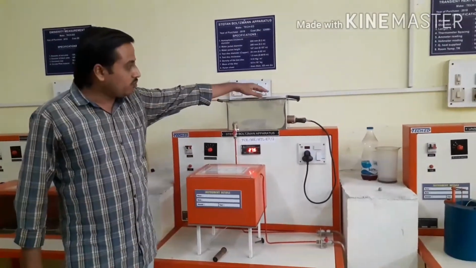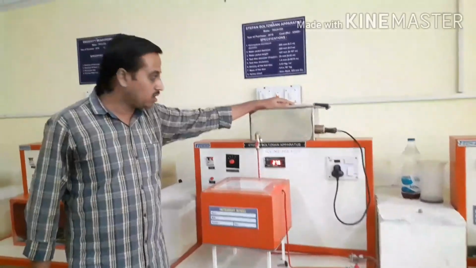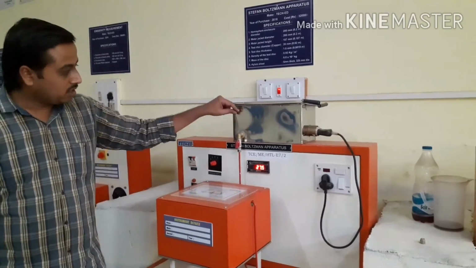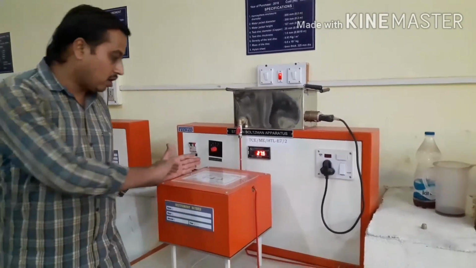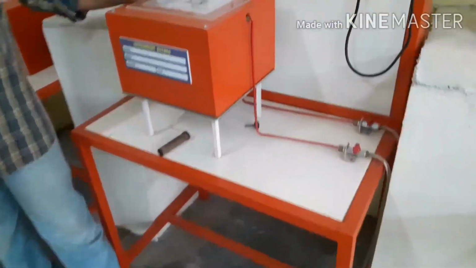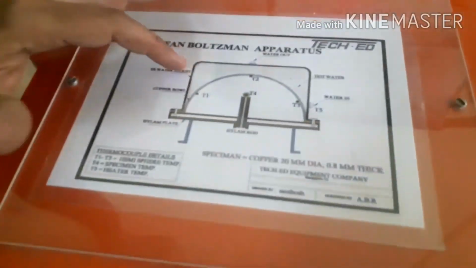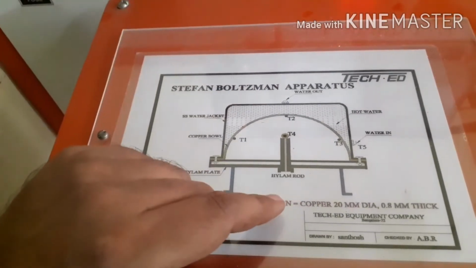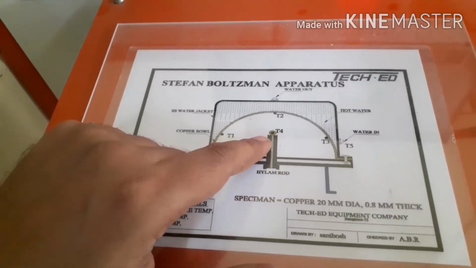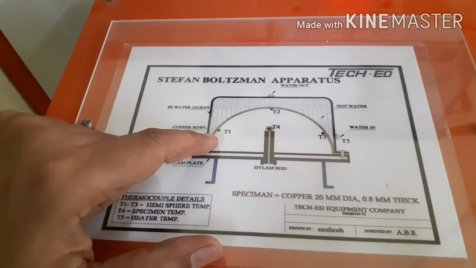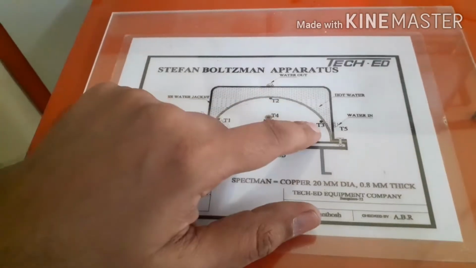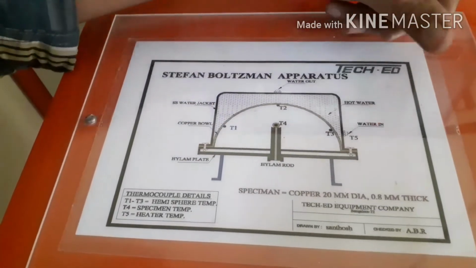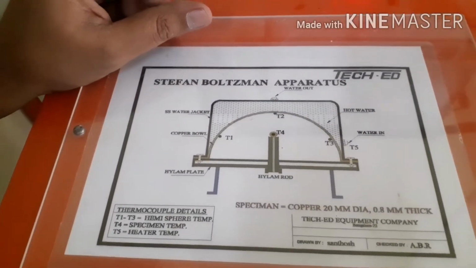Now, at the top, we have a water tank. We will heat the water to a certain temperature. Then we will allow that water to collect on the dome, as shown in the figure. The water will come and collect over this surface, and we have a test specimen as shown in the figure. We have mounted thermocouples T1, T2 and T3, and T4 is the specimen temperature. T5 is the water inlet temperature.